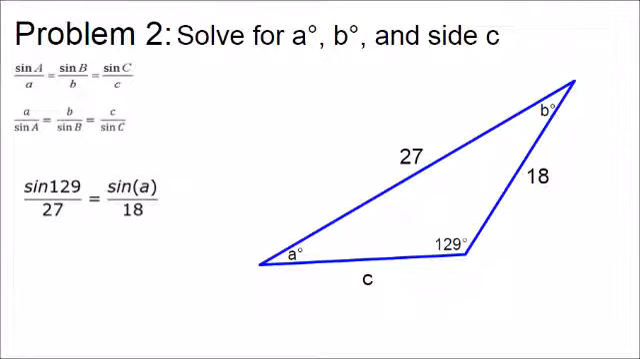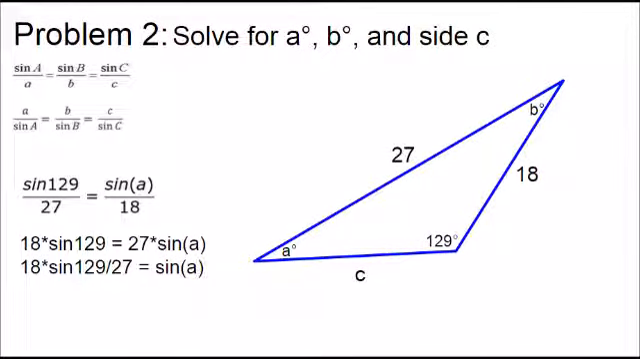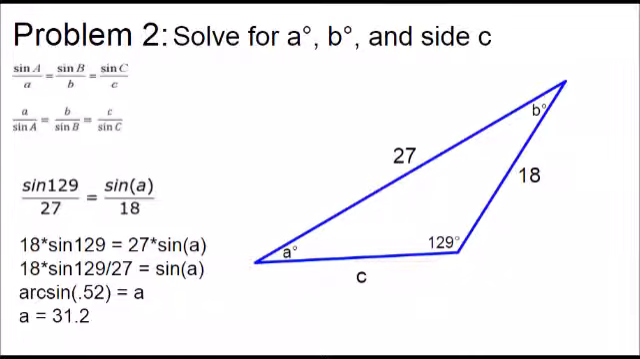So you take that proportion and cross multiply to get 18 sine 129 equals 27 sine A. And this problem is kind of special because you can't really divide by 27 sine, so you have to do it separately. So first you are going to divide 18 times sine 129 by 27. And when you do that, you get 0.52. And then you take the inverse sine of that, by using arcsine on 0.52, because arcsine is basically like sine to the power of -1. And once you do that, you'll get your answer, which is 31.2. So angle A equals 31.2.